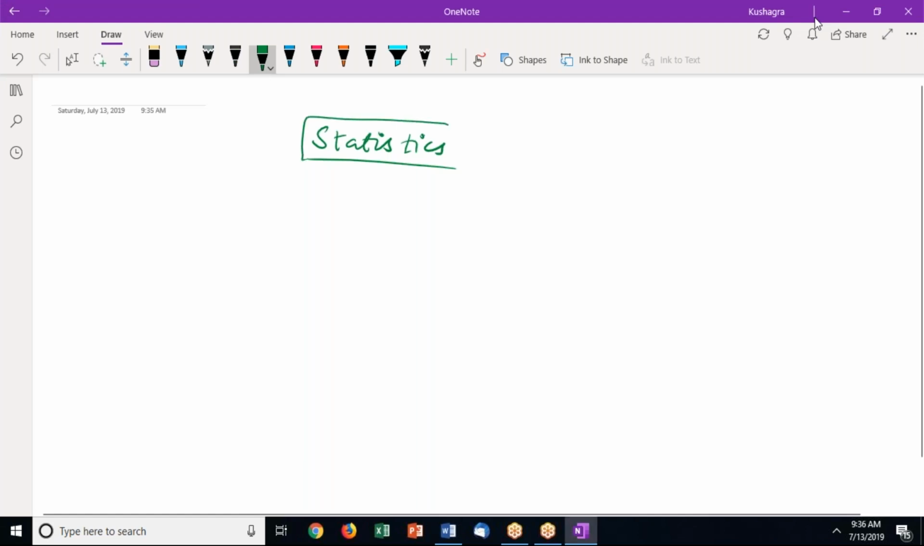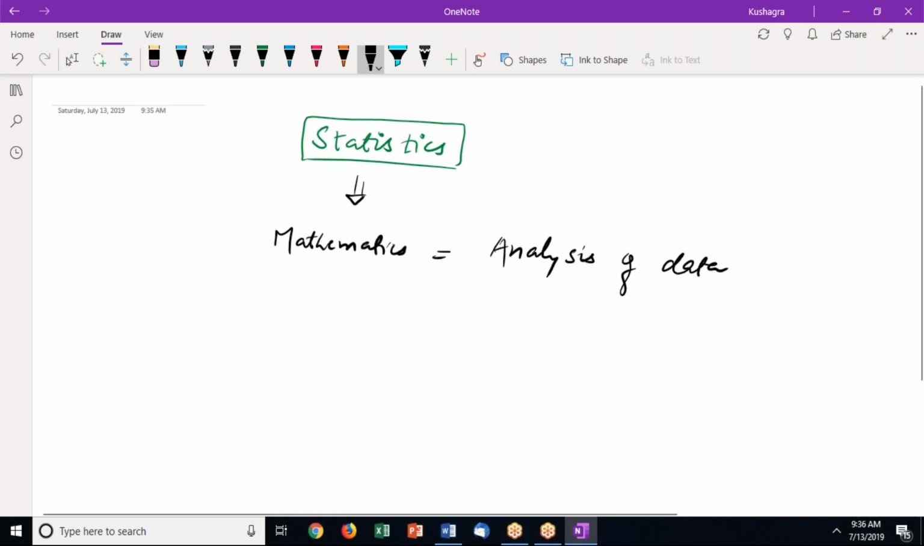All right, so we are working with stats now, right? And statistics is basically a branch of mathematics which deals with analysis of data, right? So any kind of analysis of data that you do is done using statistics, right?